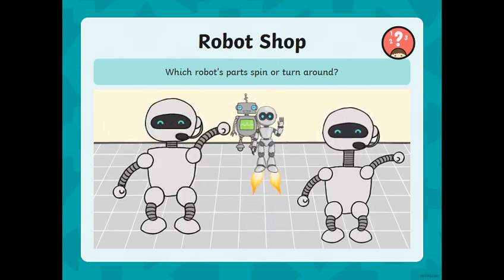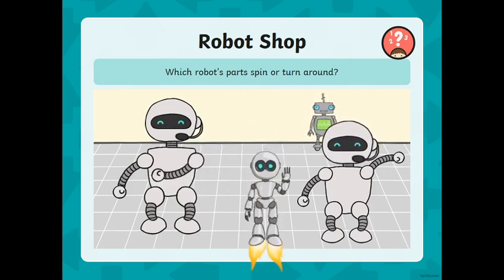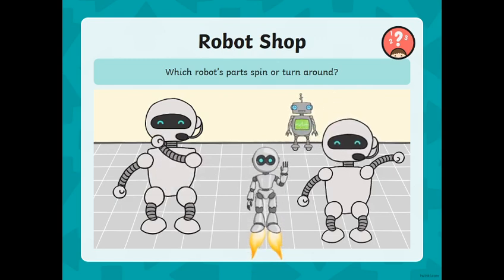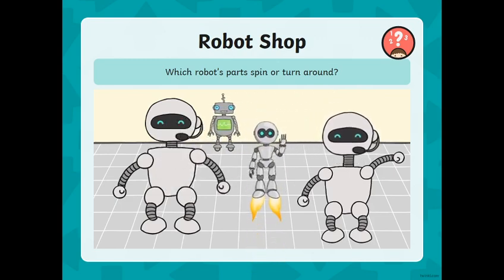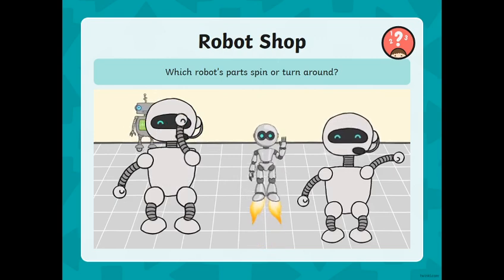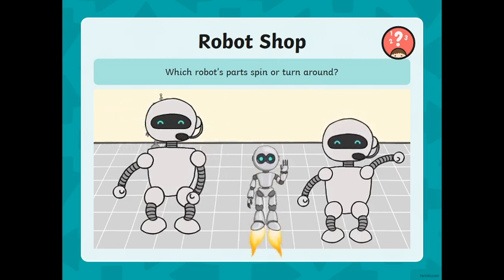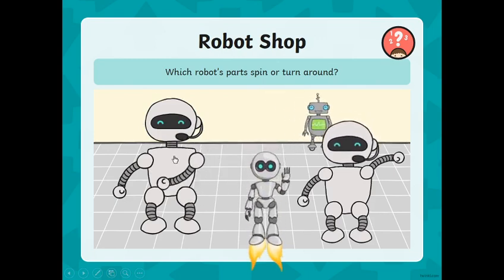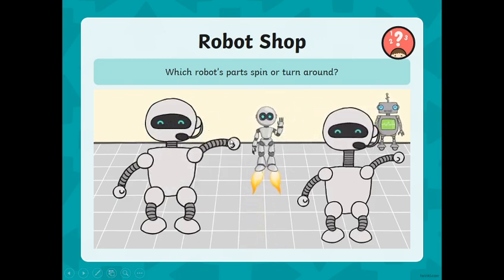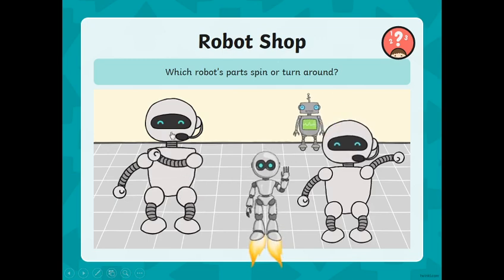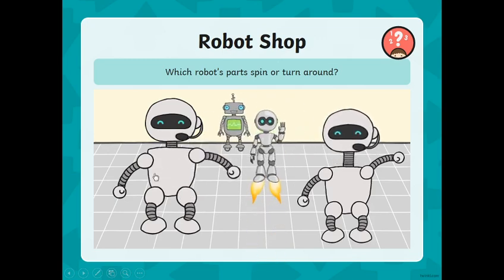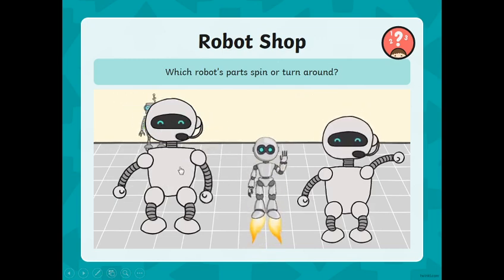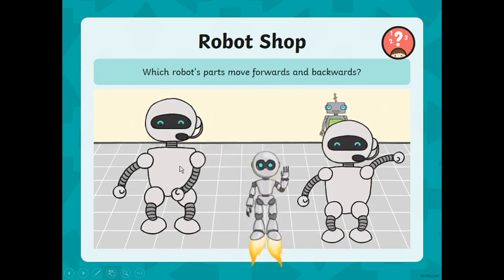So we are now in the robot shop, and the first question is, which robot's parts spin or turn around? So you've just got to have a look at the 4 robots on the screen and decide which one has parts which spin or turn around. And we can see here that this robot has one arm spinning and turning around in a clockwise direction. So I'm going to click on this robot.